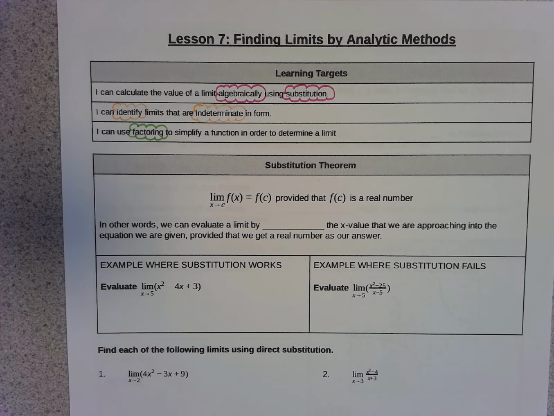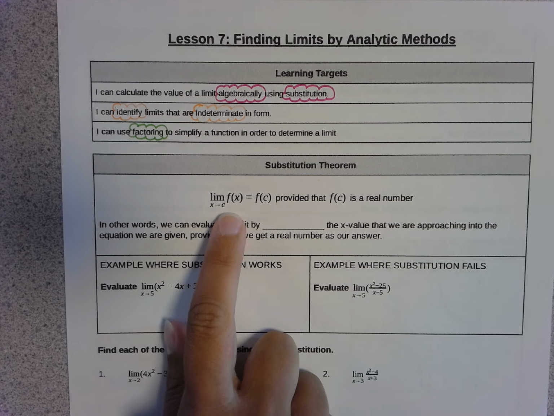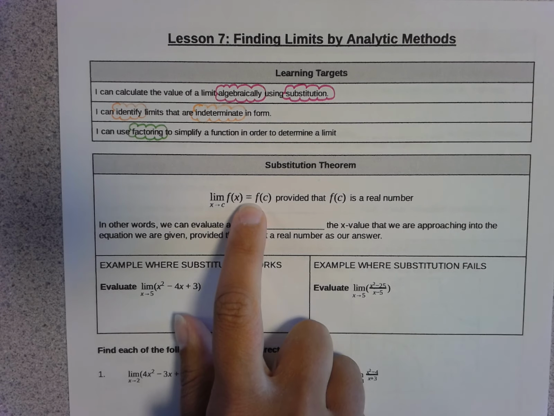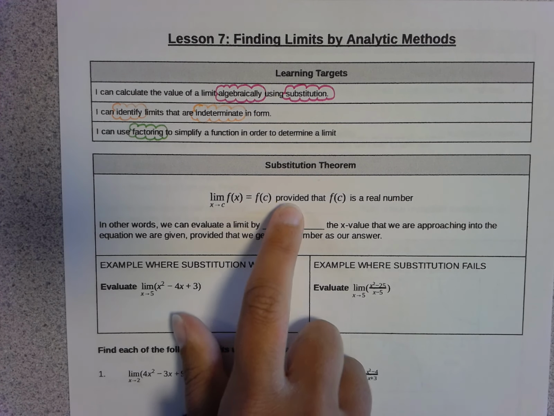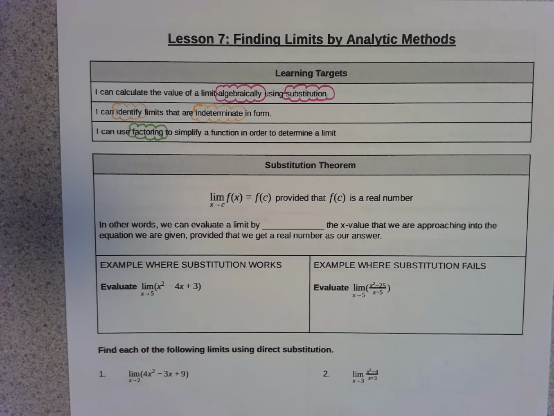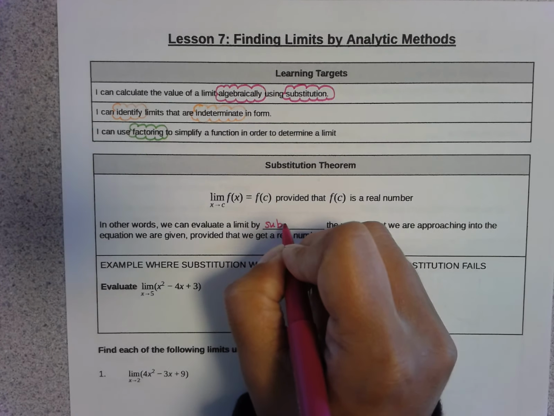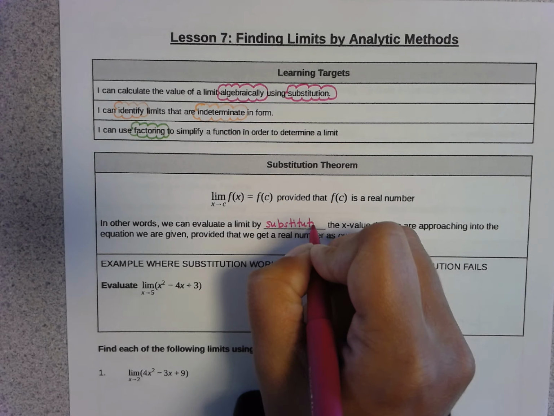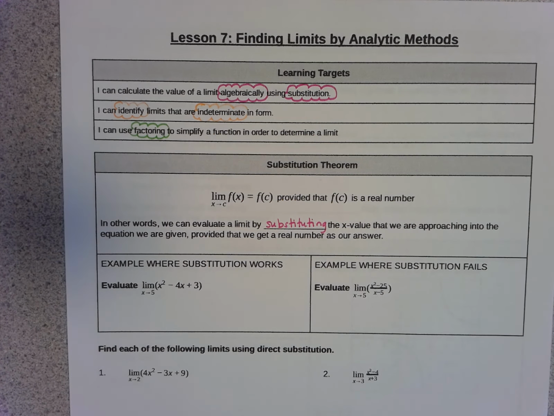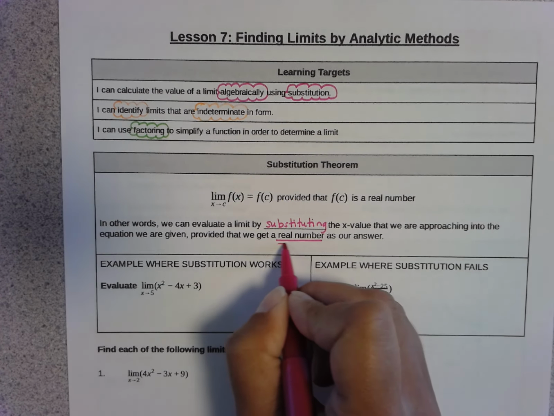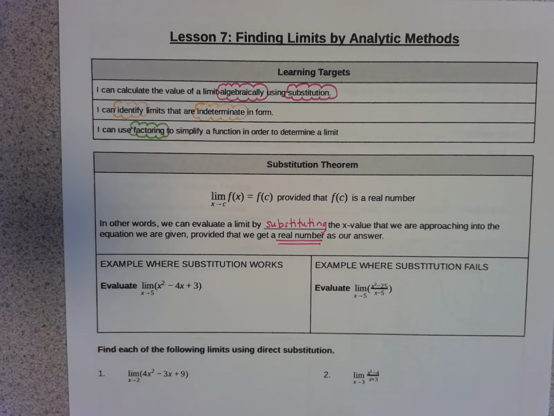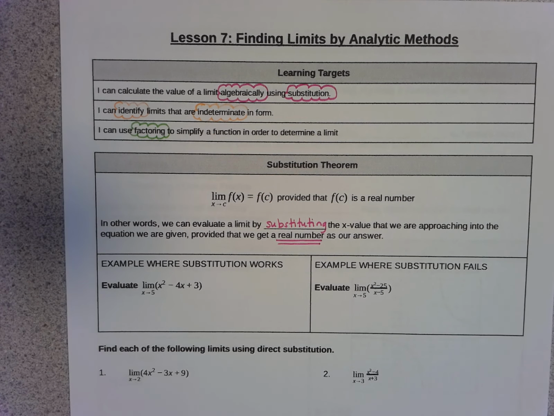So what this theorem says is that the limit as x approaches a number c of f of x is always going to be equal to f of c, provided that f of c is a real number. In other words, we can evaluate a limit by substituting the x value that we are approaching into the equation we're given, provided that we get a real number as our answer. Now, when we say get a real number as our answer, we mean you don't want to get something that is undefined. For example, maybe a fraction with a 0 in the denominator would be undefined.